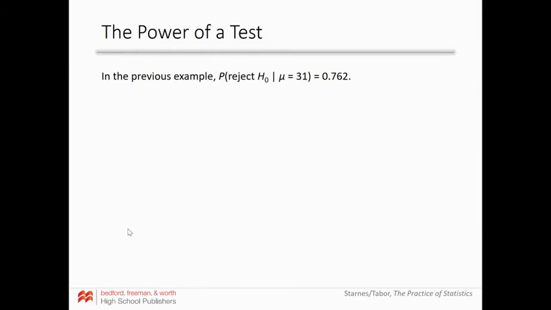So basically, in that last example, we used the idea of given statements: the probability that we reject H naught given that mu is equal to 31 is 0.76, or that's what the power is equal to.